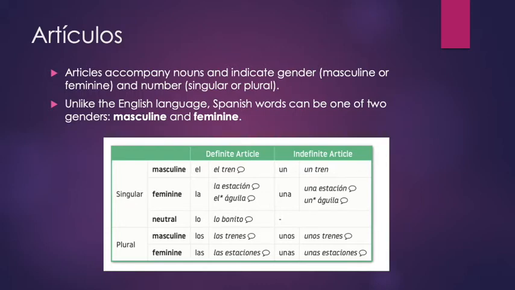So for singular masculine, you have el as a definite article, el tren, and un as indefinite article, un tren. Feminine, la, definite, la estación. Una, indefinite, una estación. Plural, masculine, los trenes. Feminine, las estaciones. Plural for indefinite, unos trenes. Masculine and feminine, unas estaciones.